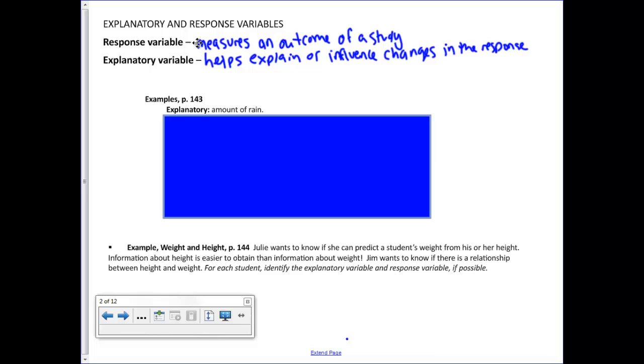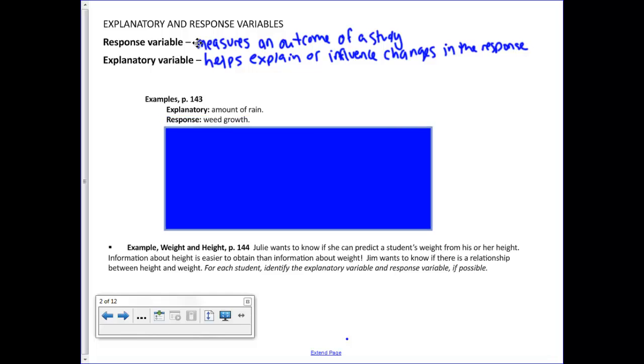So we had talked about this one. This is the first example I tried to teach you explanatory response with. How much it rains is going to determine your weed growth or how much the grass grows, right? The amount of rain is your explanatory. It determines your response, which is your weed growth.